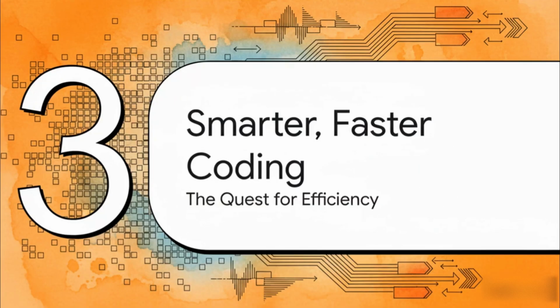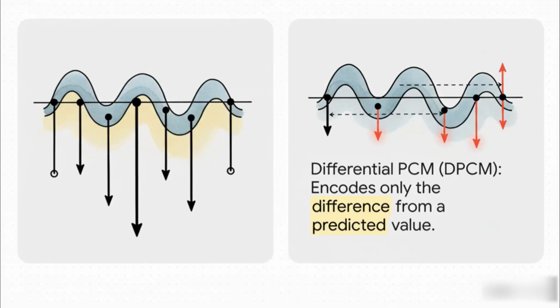So PCM is a great start for sure, but it's a bit of a data hog because it treats every single one of those thousands of samples as a brand new piece of information. But what if it isn't? What if there's a more efficient way to think about this? And that's where differential PCM, or DPCM, comes into play.